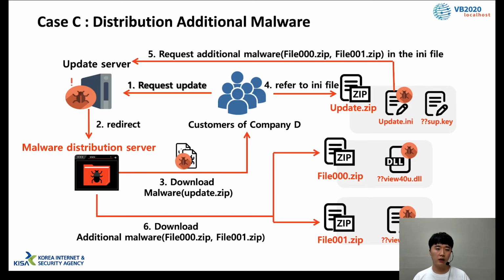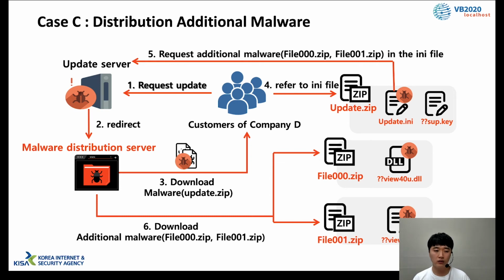The customer IP in the proxy path was redirected to the malware distribution server when trying to update software. Like this, the attacker understood the update process in company C and then distributed the malware in the same way as the regular update process.